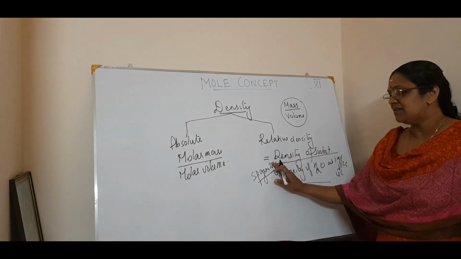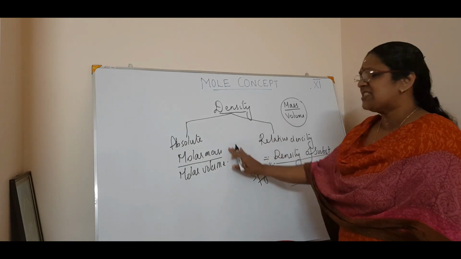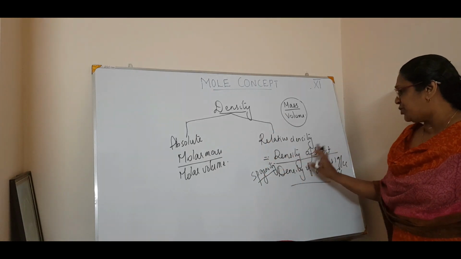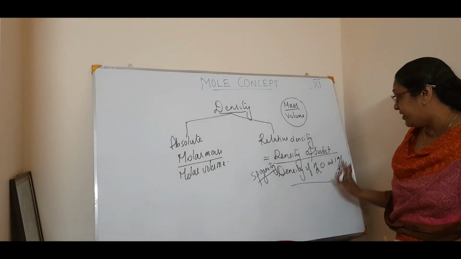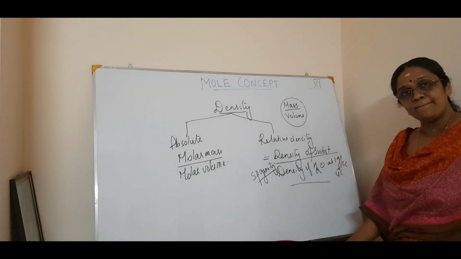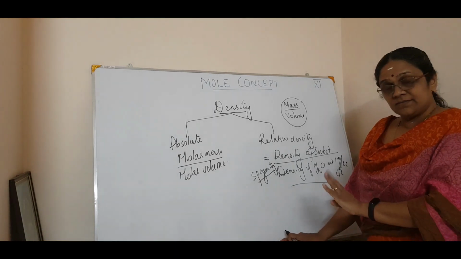So is it clear? It's very simple. Absolute means mass by volume. Relative means density of substance by density of water at 1 gram per cc, that we know, or 4 degrees Celsius. Correct? Okay. Clear?